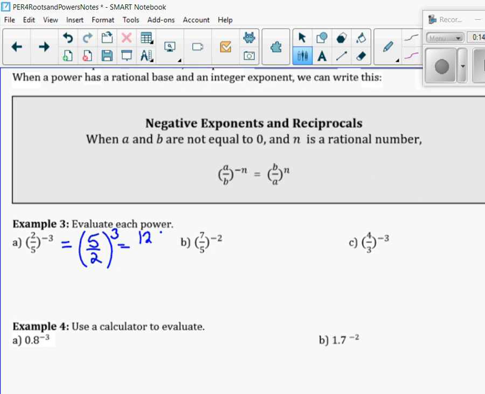125 over 8. Very good. 125 over 8. Excellent. Okay, so now let's go to the next one. 7 over 5 to the power negative 2. So reciprocate, then the exponent becomes positive. So 5 over 7 to the power positive 2. Then evaluate that, and what do we get? 25 over 49. Excellent.